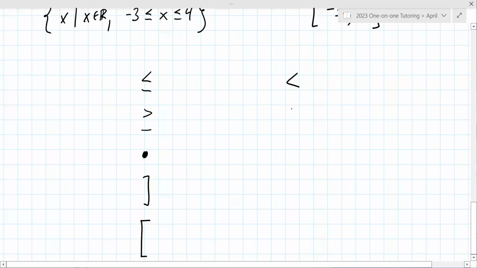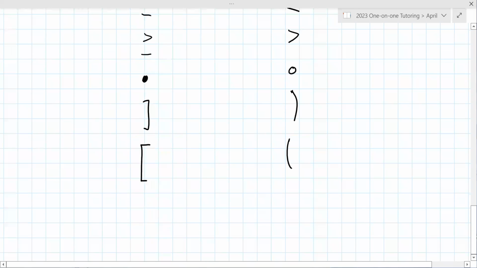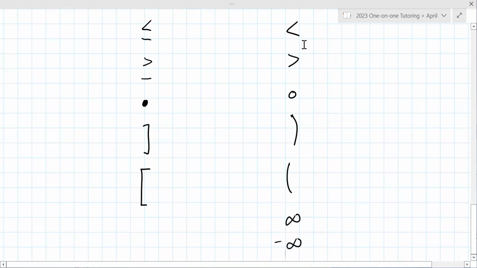Similarly, if you have this symbol, less than or greater than, the one that's not filled in, it gets an open parenthesis, and the infinities always go with parentheses too. There's kind of a lot here to remember, but if you can remember it, it will really help.